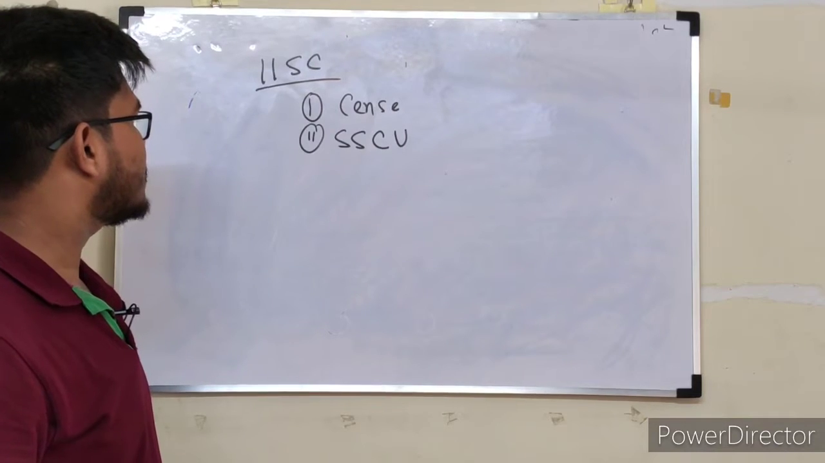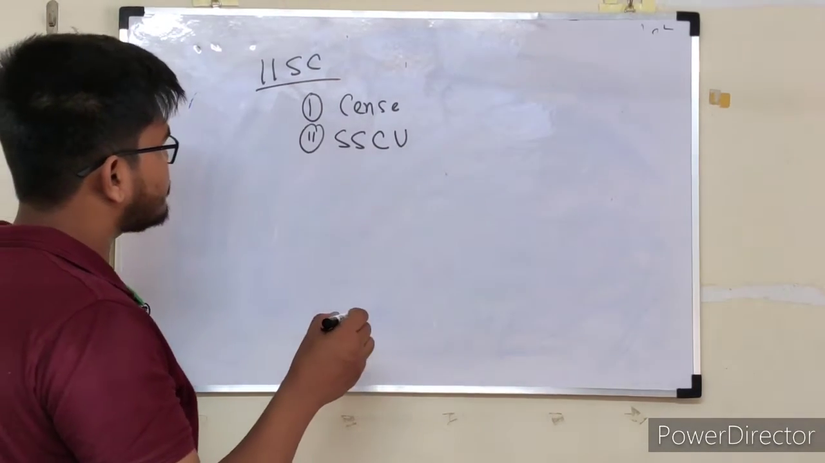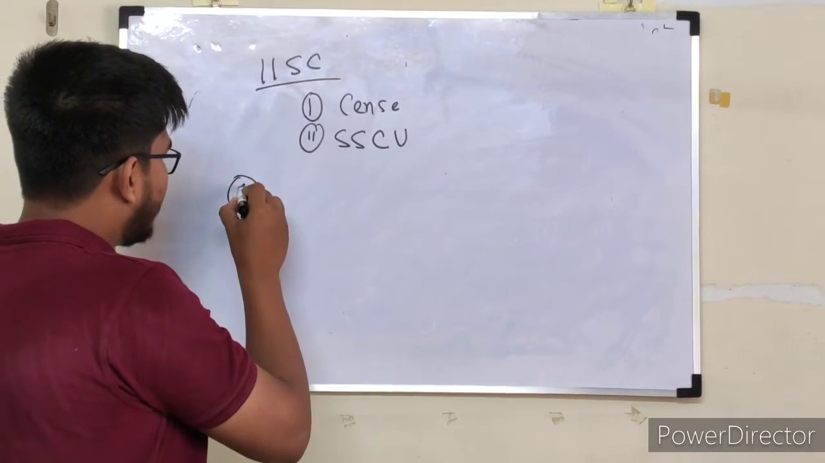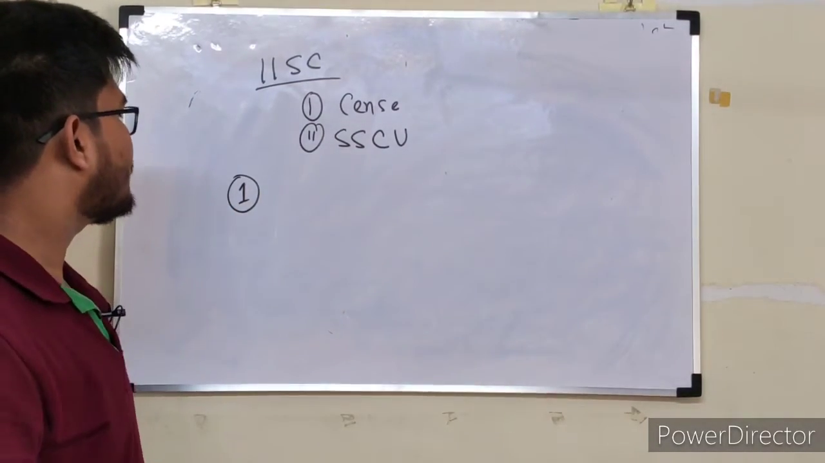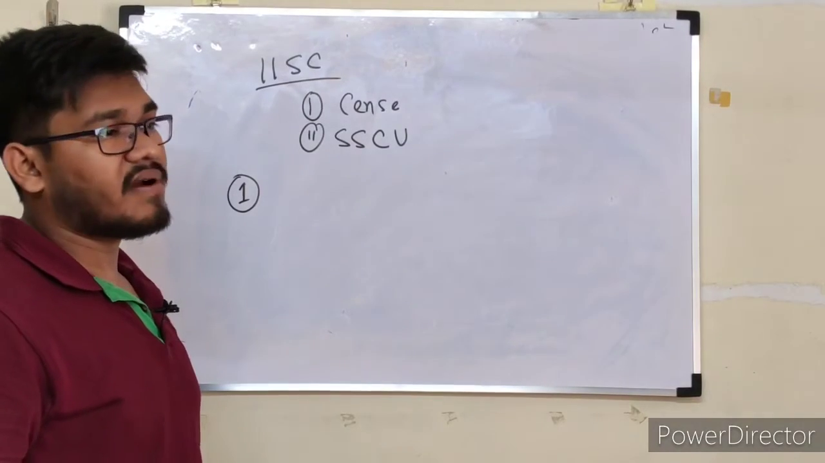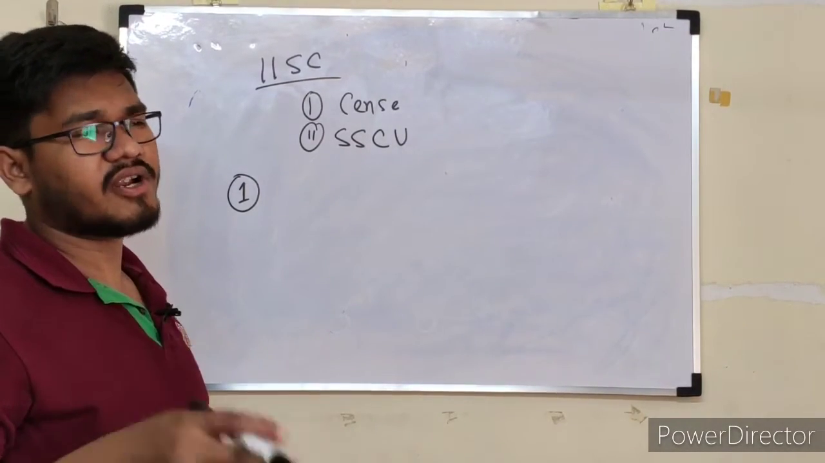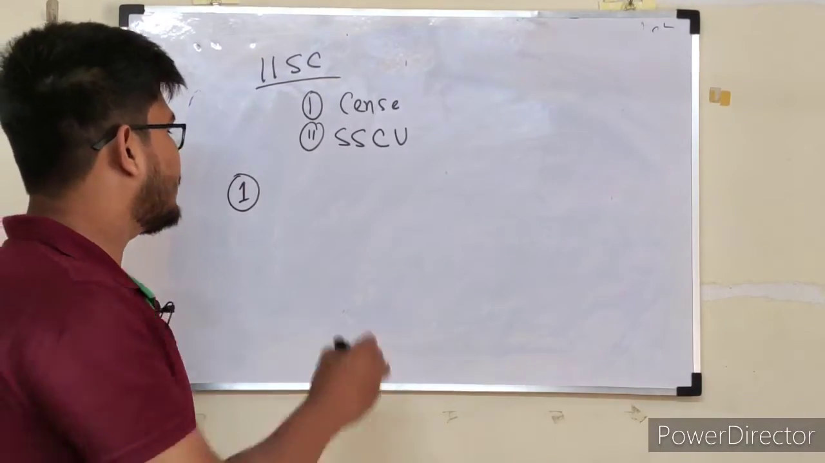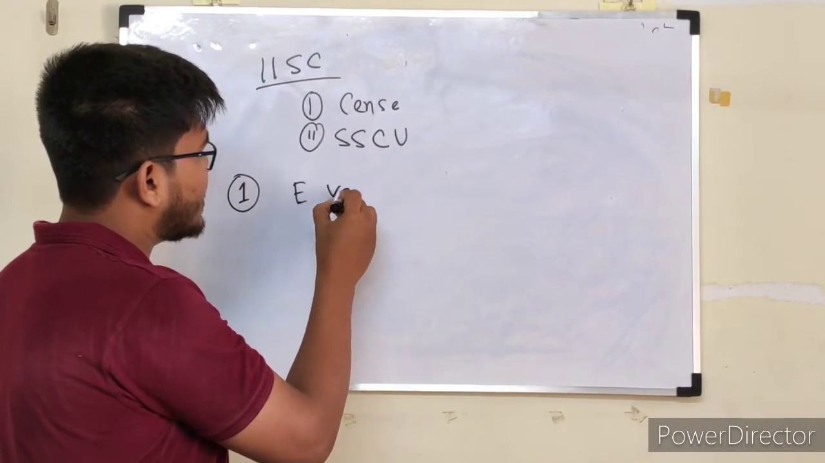So the first interview I faced at IISc was at CENS. After the typical introduction, they asked me what is the difference between semiconductor, metal and insulator depending on the band theory. Then they asked me to plot the E versus K diagram.